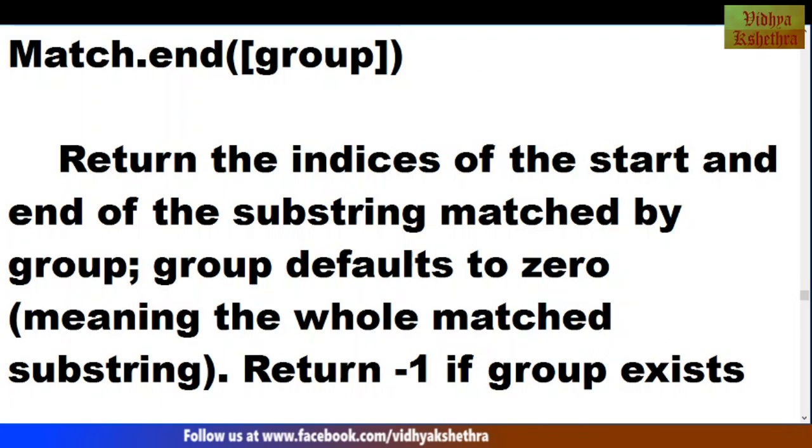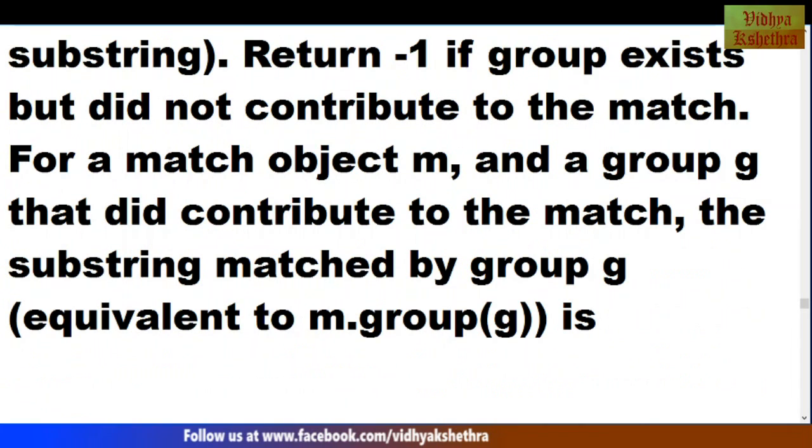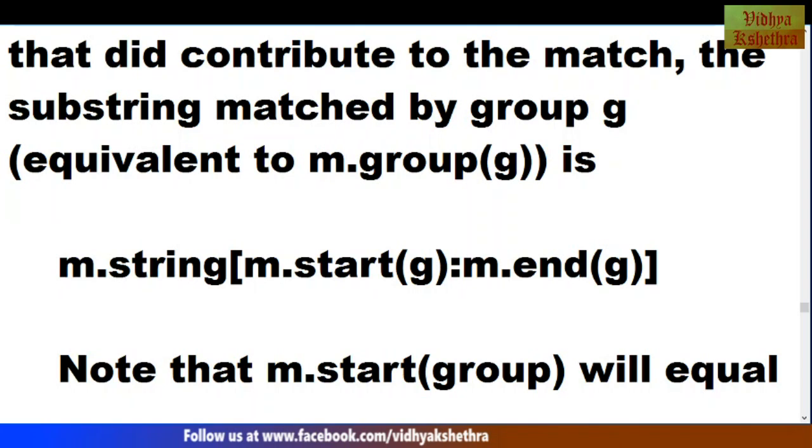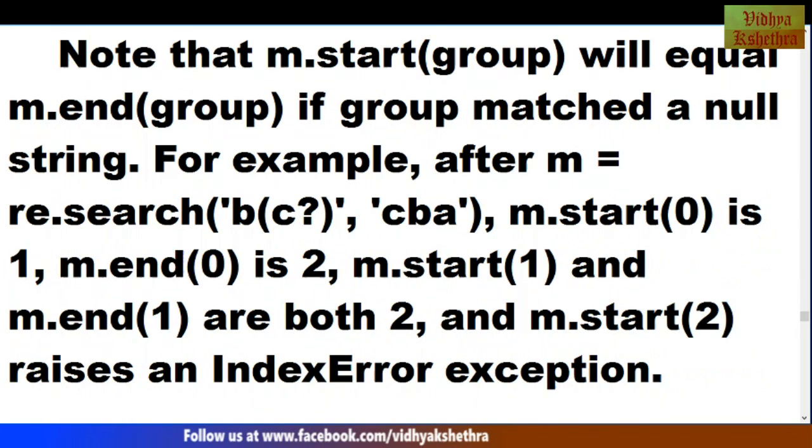These return the indexes of the start and end of the substring matched by the group. Group defaults to 0, meaning the whole match substring. They return -1 if the group exists but did not contribute to the match. For a match object m and a group g that did contribute to the match, the substring matched by group g, equivalent to m.group(g), is m.string[m.start(g):m.end(g)]. Note that m.start(group) will equal m.end(group) if the group matched a null string. For example, after m = re.search with the group (b) and (c?) followed by cba, m.start(0) is 1 and m.end(0) is 2. m.start(1) and m.end(1) are both 2, and m.start(2) raises an IndexError exception.